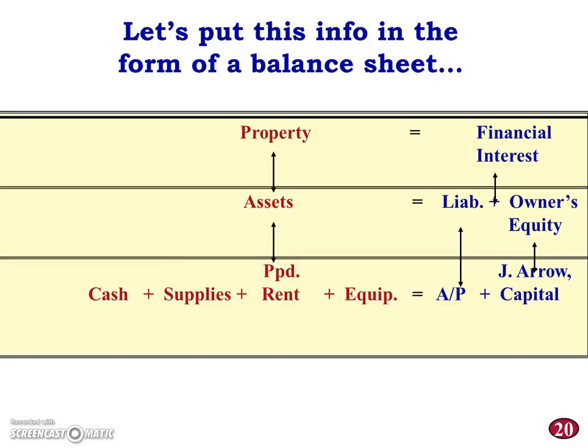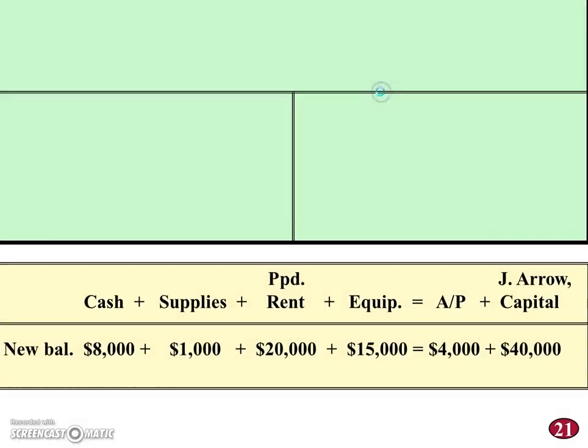So what I'd like you to do is we're going to get our start in preparing our first financial statement. We're going to create a balance sheet. That's a very important financial statement. So let's take the information here. You've got 8,000 in cash, 1,000 in supplies, 20,000 in prepaid rent, equipment 15,000, and accounts payable 4,000, which is the liability, and J. Arrow Capital, which is the owner's equity.